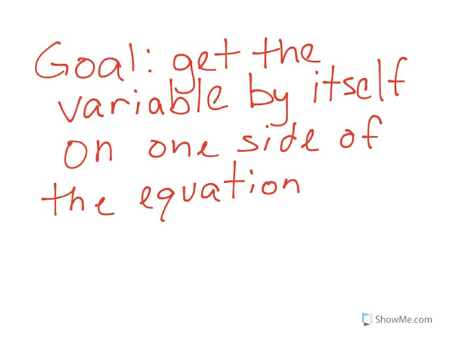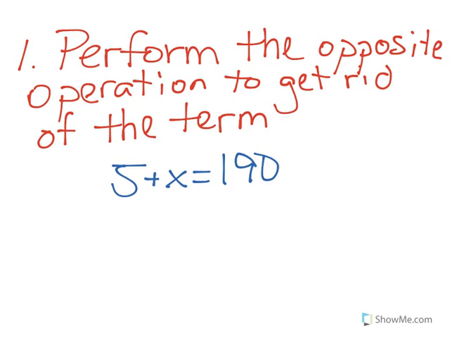So the overall goal is to get the variable by itself on one side of the equation. And how do we do that? Well, the first step is to perform the opposite operation to get rid of the term other than the variable. In this case, that would be the 5. So, here's what I ask you to do. I just draw a line right down here at the equal sign. Keep that equal sign lined up. The more you're lined up, the easier it will be for you.